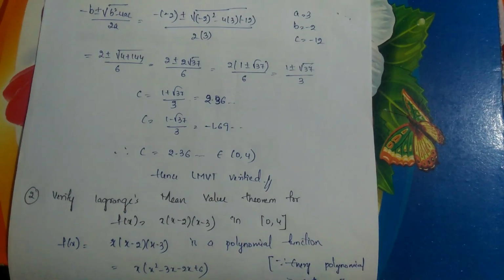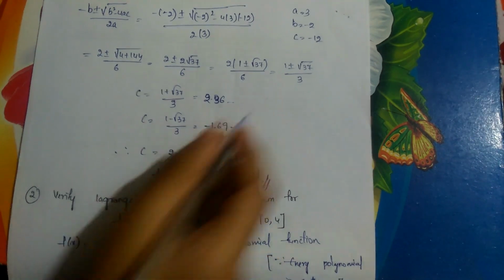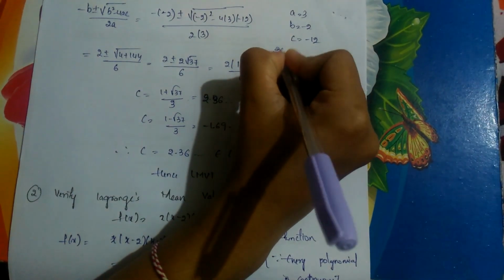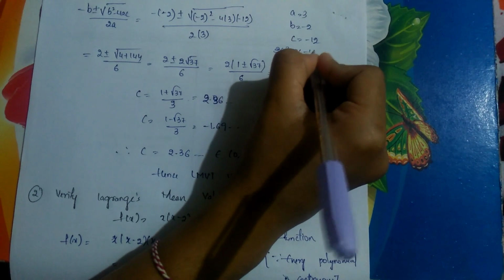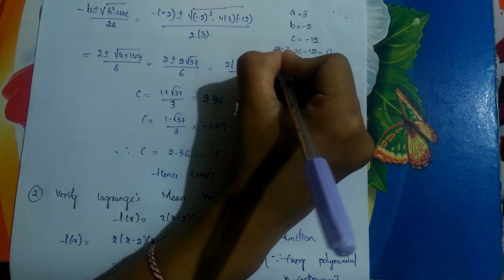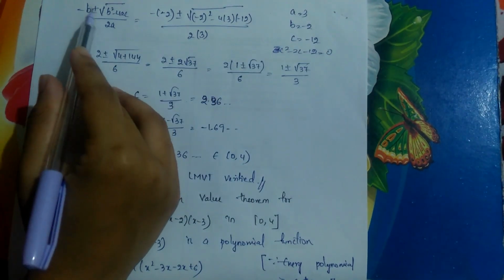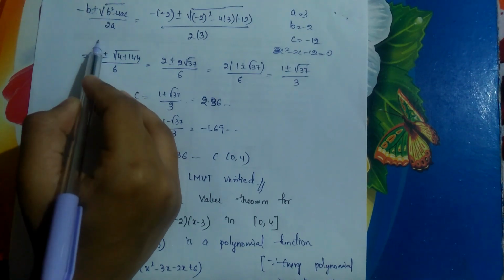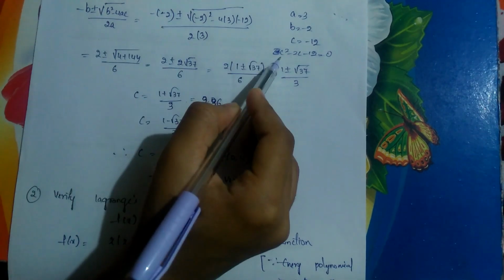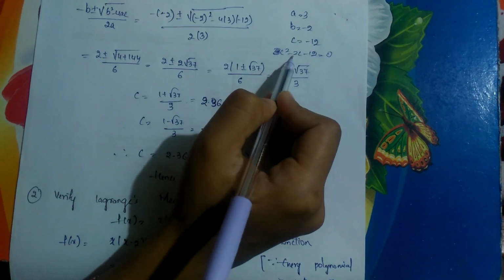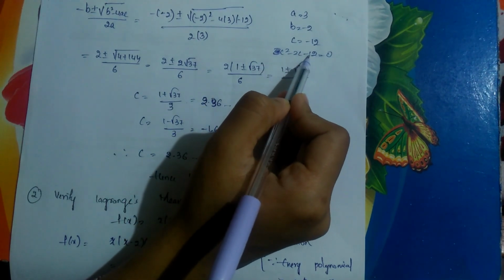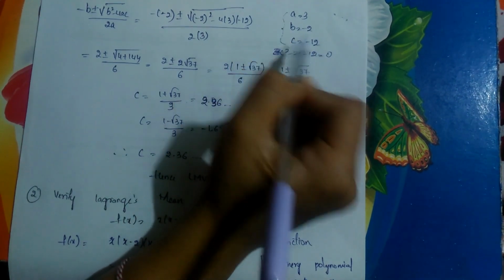So here we have to find out the roots of that equation, and that equation was 3c square minus 2c minus 12 is equals to 0. So for that we are using the formula minus b plus or minus root b square minus 4ac by 2a. From this equation a is 3 and b is minus 2 and c is minus 12. We have the values here.